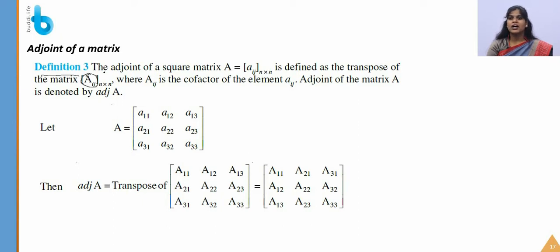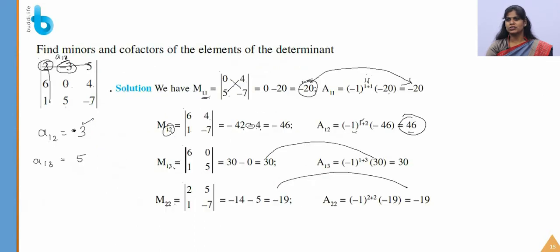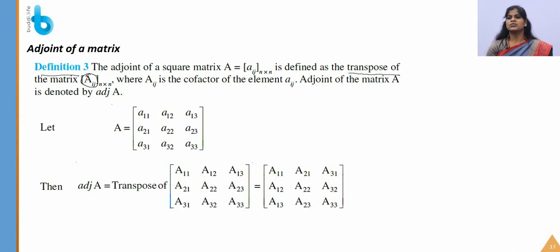Cofactor, right? After finding the cofactor of all the elements, I put it in a matrix, and by taking its transpose, we will get the adjoint of that matrix. See, in the previous sum we just got all the cofactors, no? All these cofactors you put in the form of a matrix and find its transpose, you will get the adjoint of the matrix.